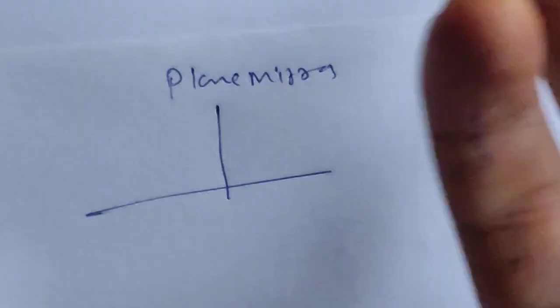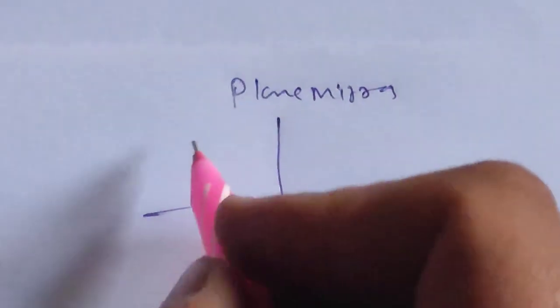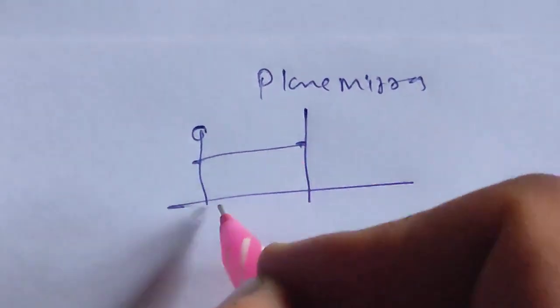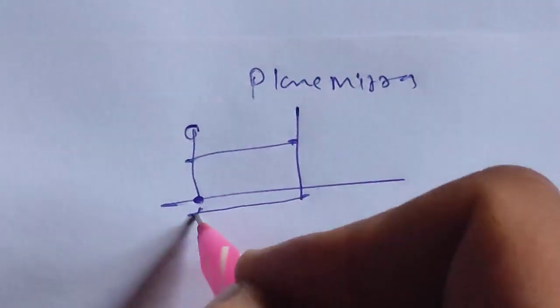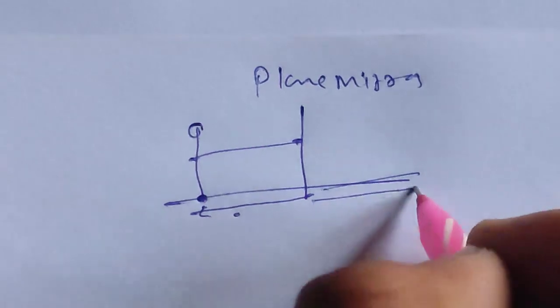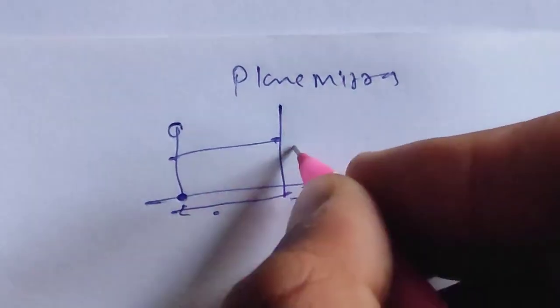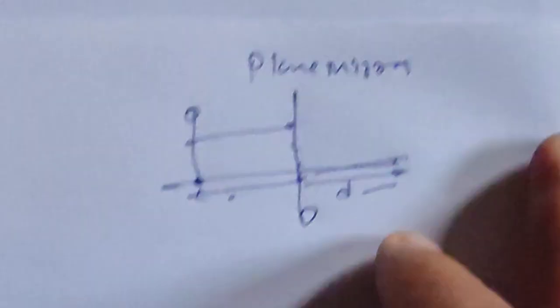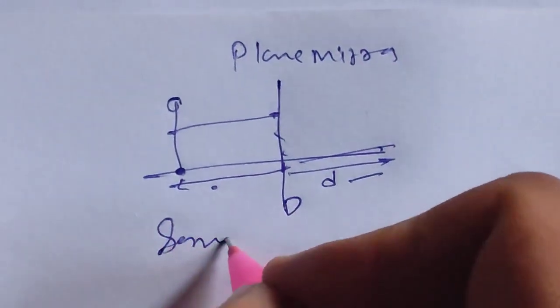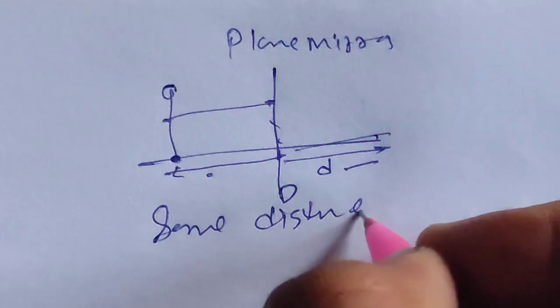In the plane mirror, for example, when you see yourself in a plane mirror, in a mobile camera or anything else, like a mirror in front of you, when you are an object in front of it, the image is formed at the same distance at the back of the plane mirror. This is the plane mirror, and the image forms at the same distance. Okay, same distance. This is the part of it.